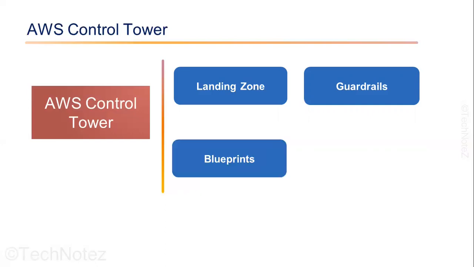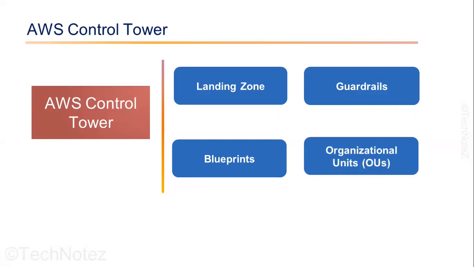Blueprints. These are reusable templates for provisioning and configuring the resources in an AWS environment. Blueprints can be created and shared within an organization, providing a consistent and repeatable way to deploy workloads. Organizational units. These are logical groupings of AWS accounts within the landing zone. They can be used to apply policies and settings to specific groups of accounts.